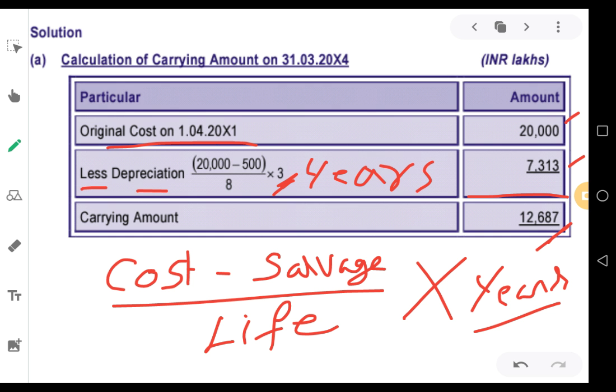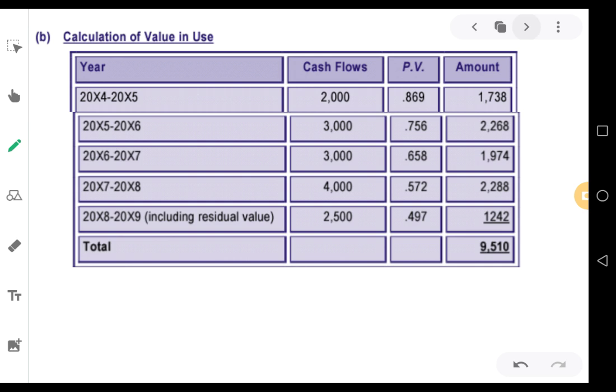With this step we calculated carrying amount. Let's go to the next step where you calculate value in use. Value in use means present value of the future cash flows.